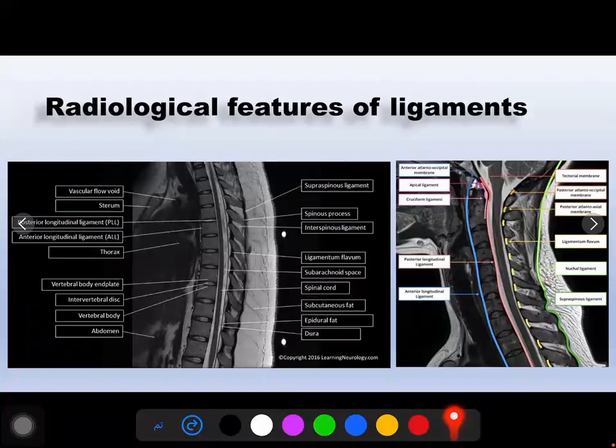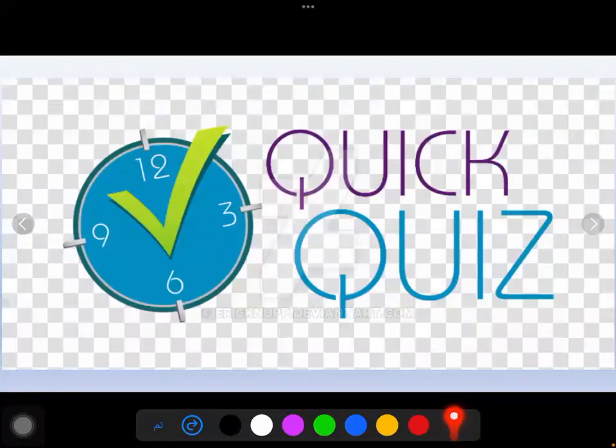Another ligament seen between the laminae is called the ligamentum flavum. This is the ligamentum flavum, and this is the lamina. The ligamentum flavum is usually yellow in color and it is the most elastic ligament. This is an MRI showing the anterior longitudinal ligament, the posterior longitudinal ligament, and the supraspinous ligament, which continues superiorly as the nuchal ligament. Any questions?